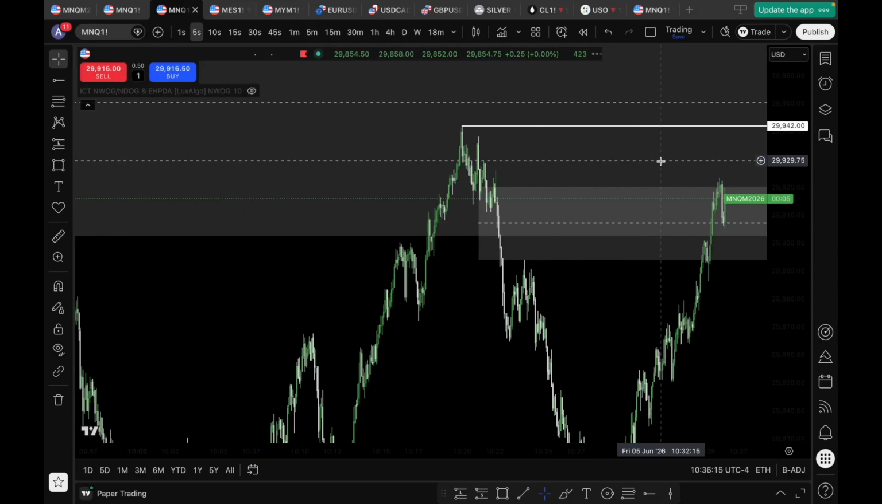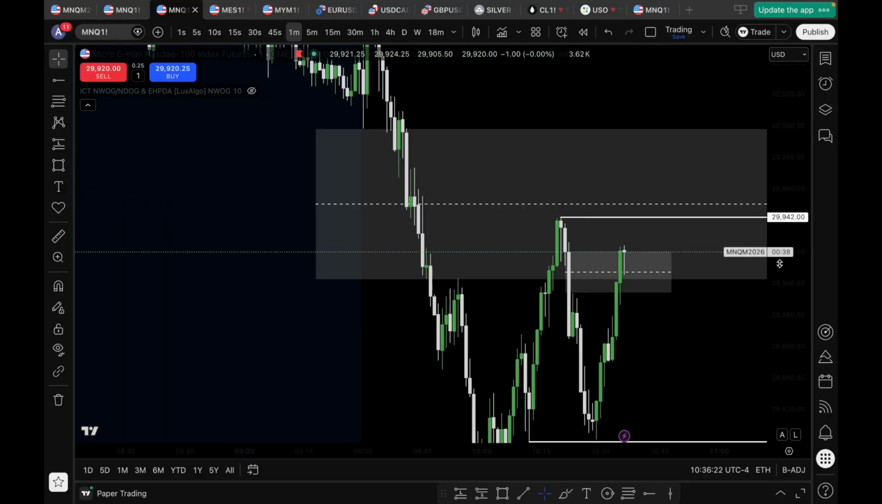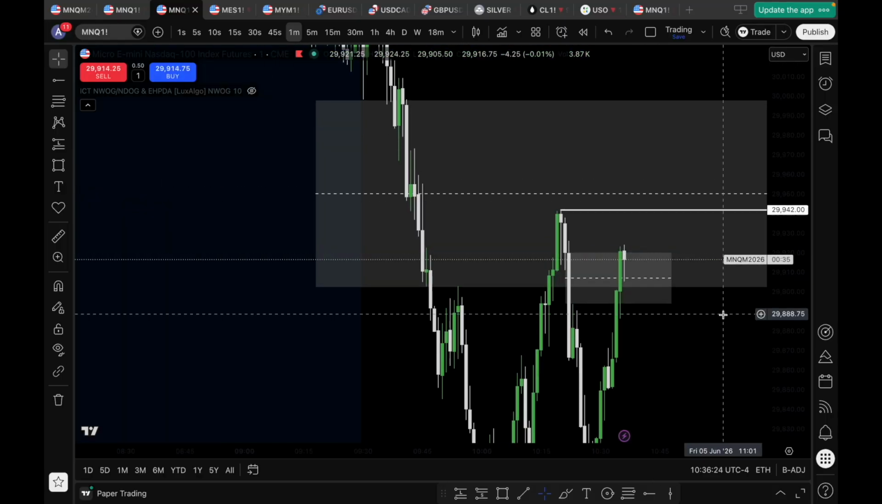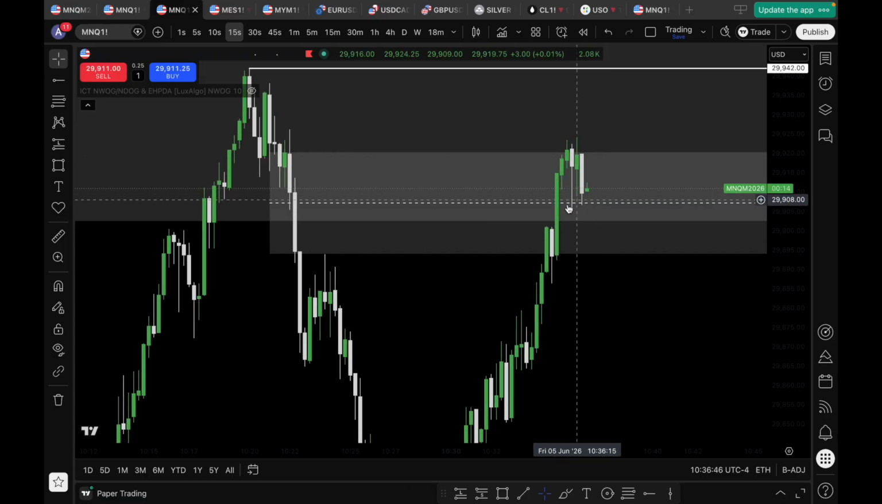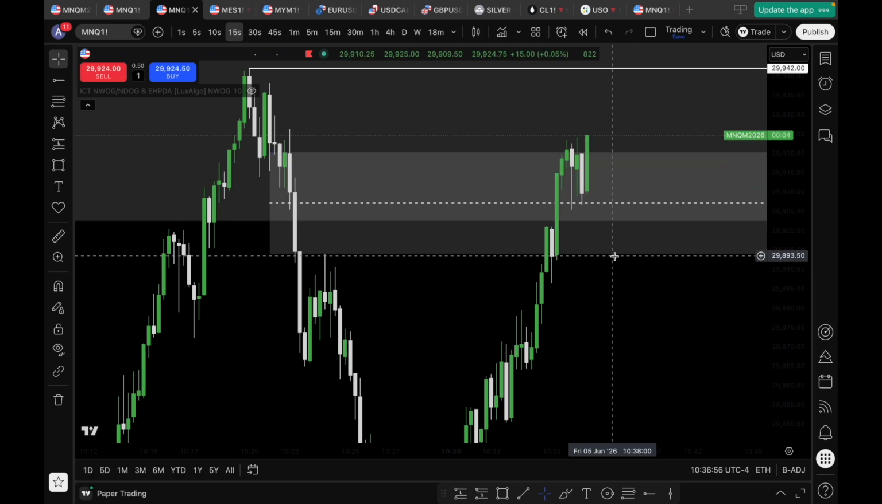So I think that buy side is the next target. Well, could be the next target rather. There's that 1 minute fair value gap on a 15-second chart. See how it laid a body above that? That's my indicator that it doesn't want to go lower. It wants to go higher.